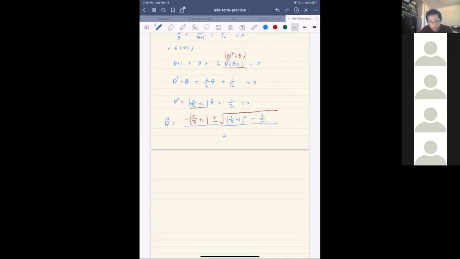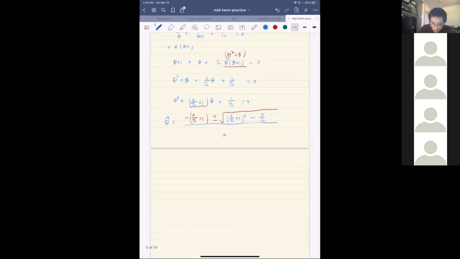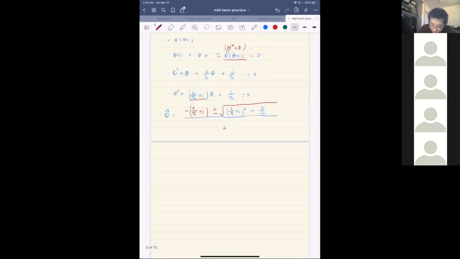Okay. So the first one we have to do that. This one is a negative number. Okay, it's negative. So this term will be bigger than this term. So we have one solution which is positive and another one which is negative.